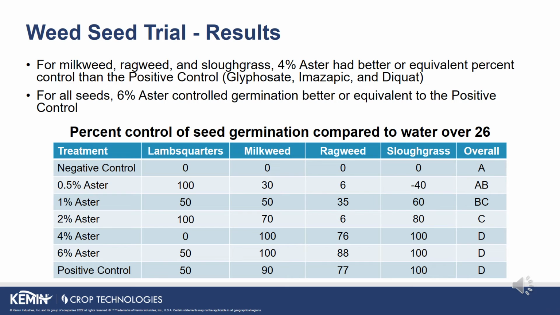So here's a summary table of the weed seed trial results, looking at the percent control of the seed germination compared to the water treatment over that time period. Overall statistics were also compared for the treatments, looking at the 0.5% aster not really being any different than the water treatment. However, once you start hitting 1% aster, we start to see some separation. But really at 2%, we see some significant control, followed by 4 and 6%, again being statistically similar to that positive control for these different weed seeds.